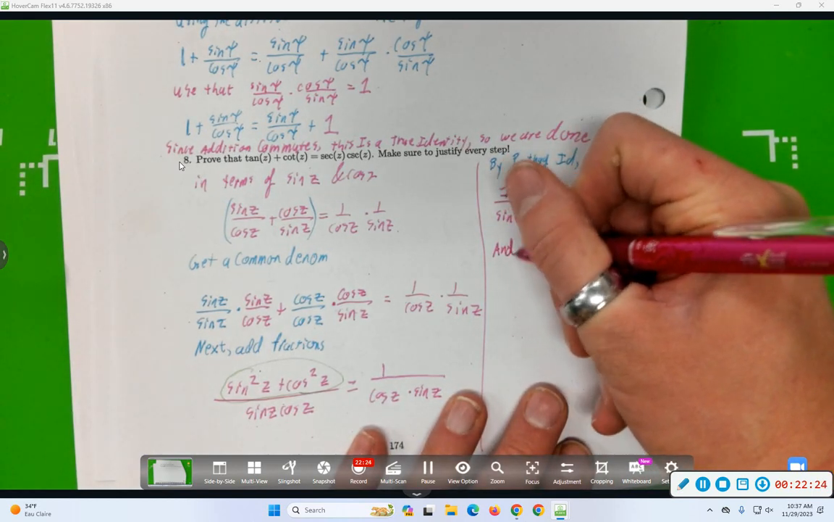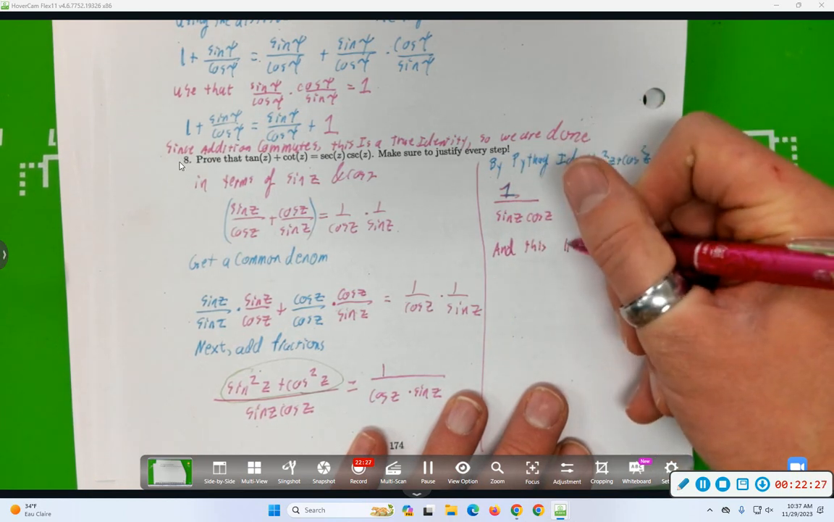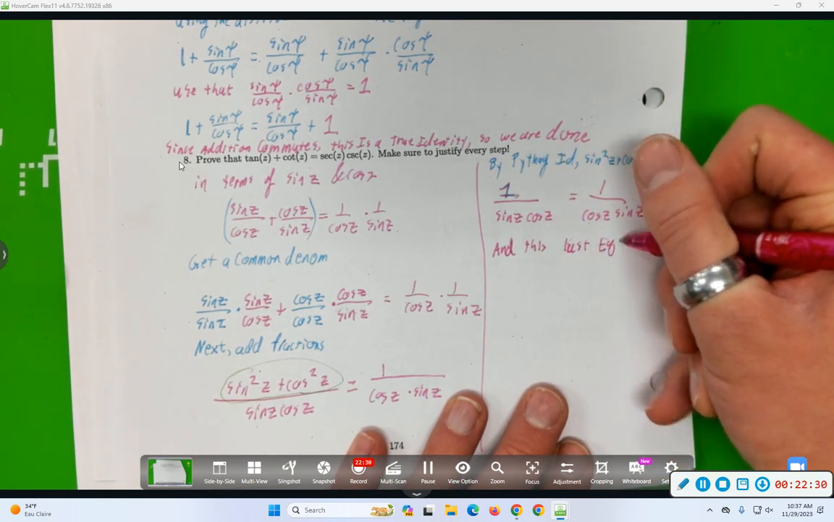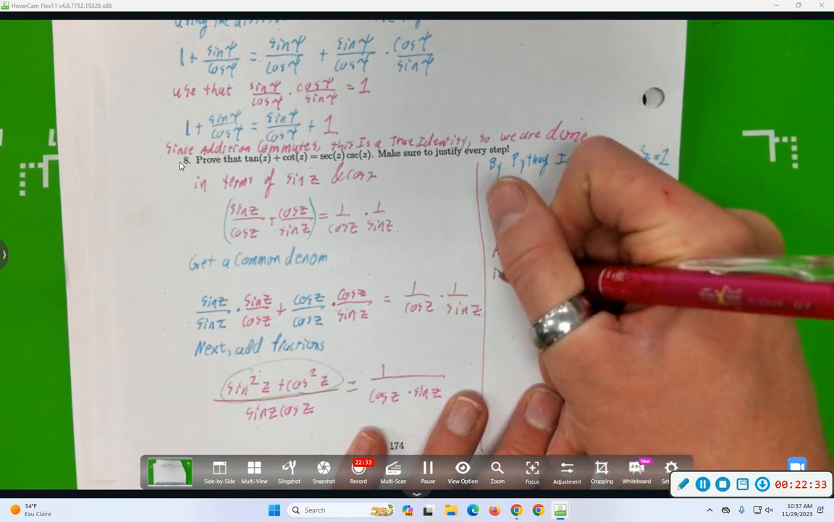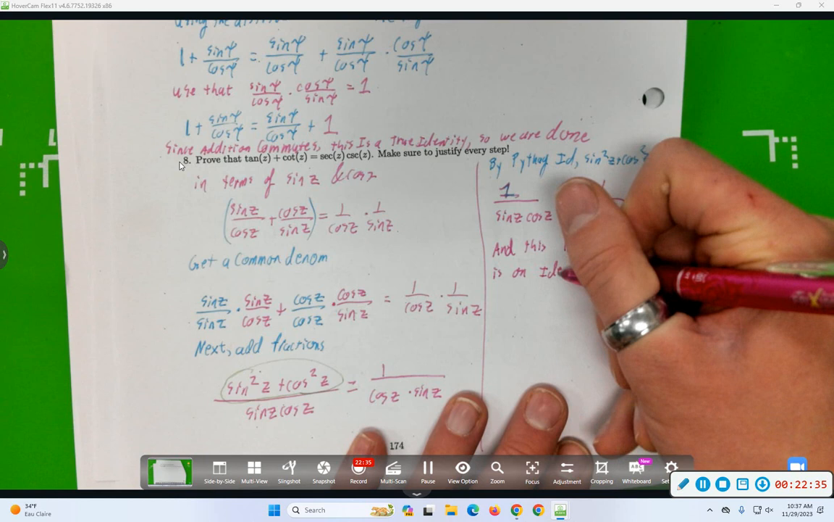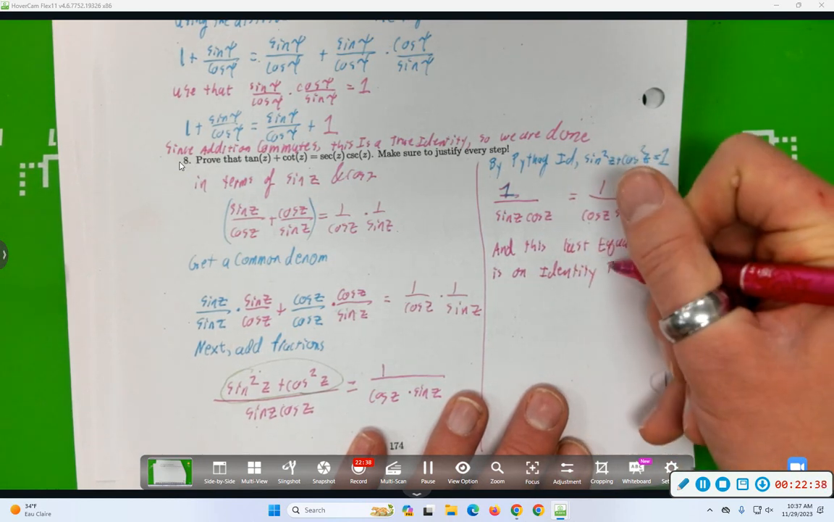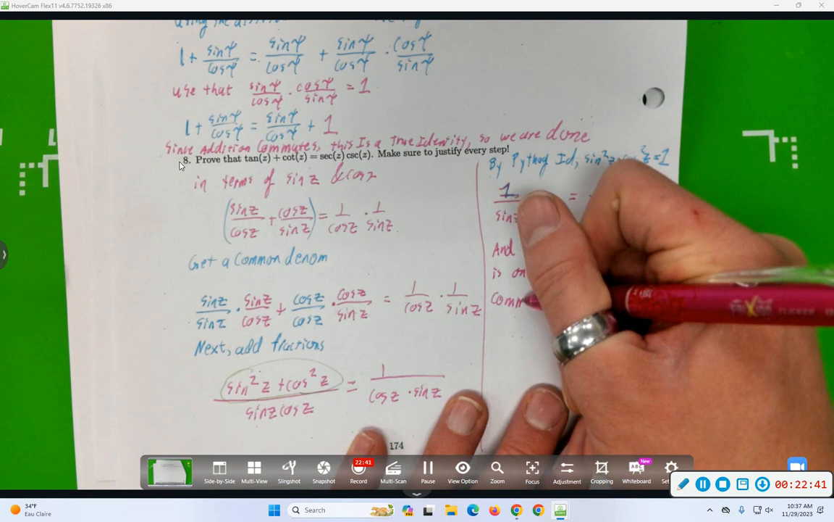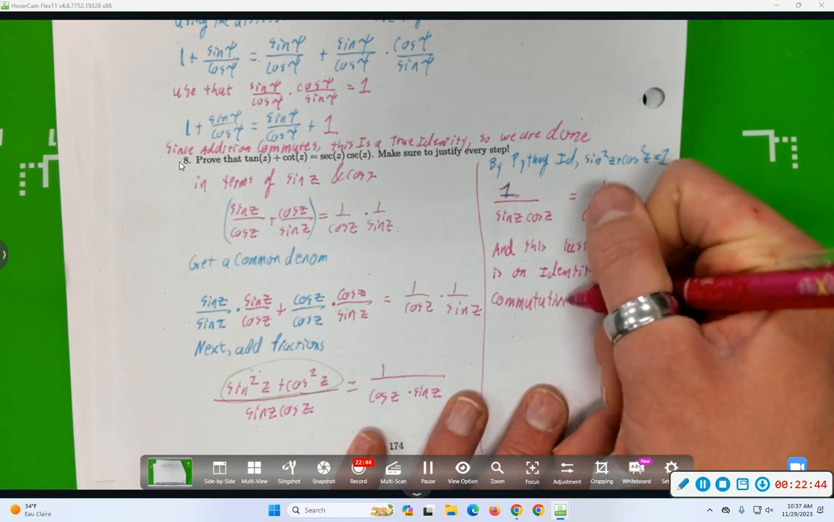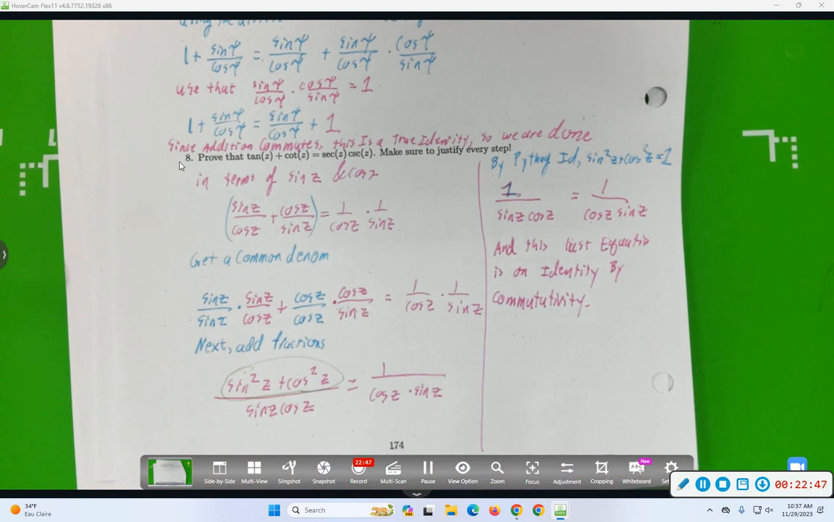And this last equation is an identity by commutativity. Neato. So your goal in trying to prove any sort of identity, one good way to prove an identity is just do algebra to both sides of that identity in hopes of getting down to something you already know is true. There's the plan of attack we just followed.